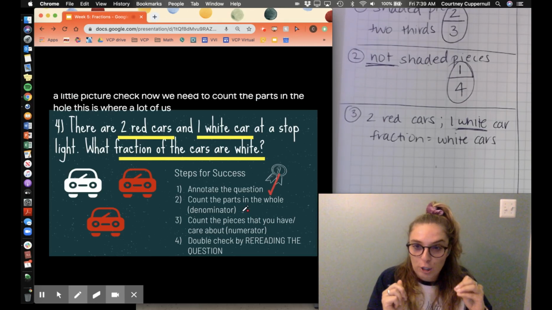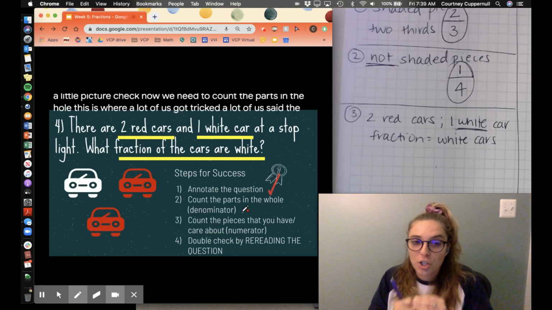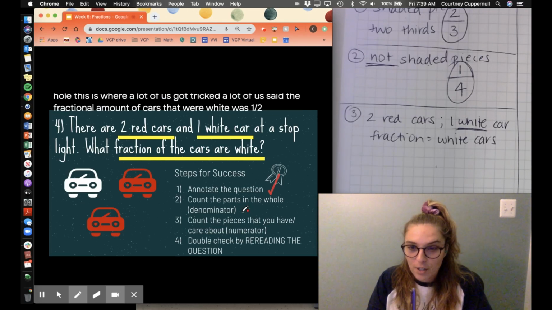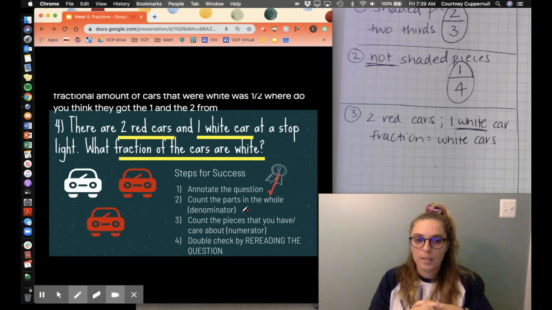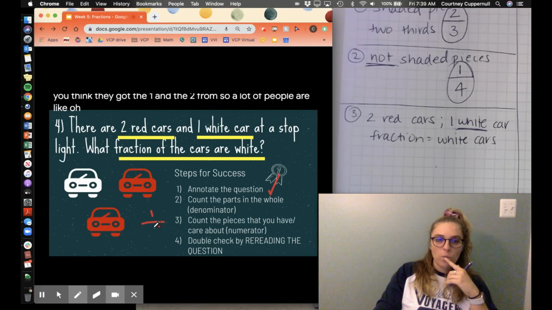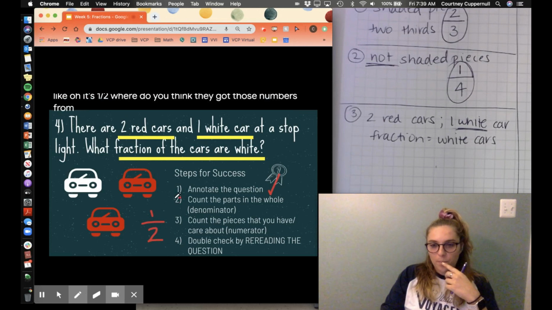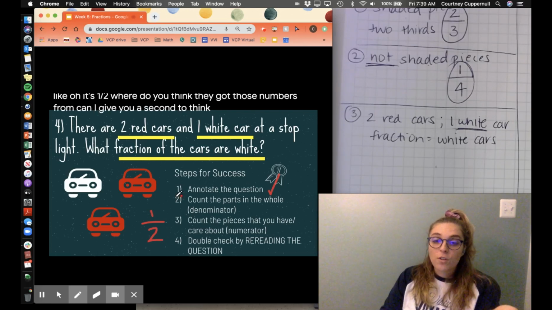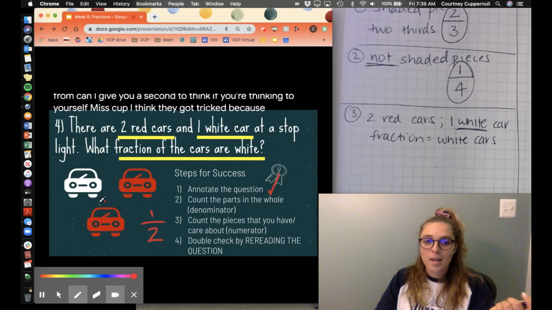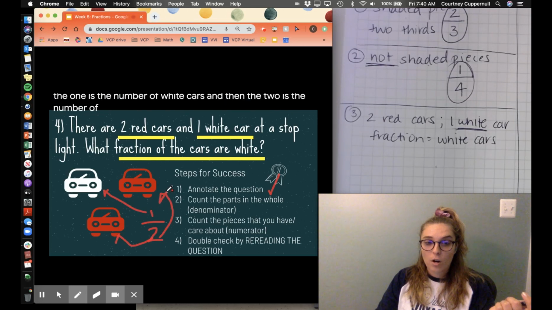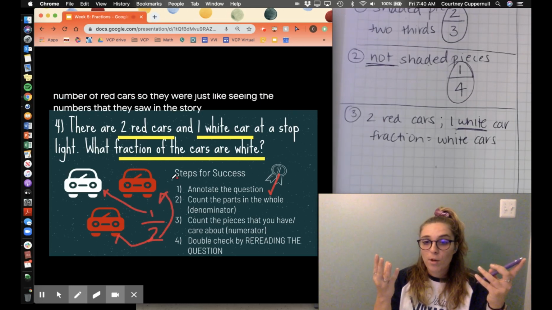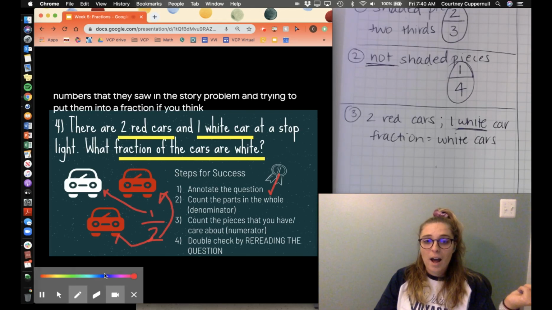This is where a lot of us got tricked. A lot of us said the fractional amount of cars that were white was 1/2. Where do you think they got the 1 and the 2 from? So a lot of people are like, oh, it's 1/2. Where do you think they got those numbers from? Can I give you a second to think? If you're thinking to yourself, Miss Cupp, I think they got tricked because they said the 1 is the number of white cars and then the 2 is the number of red cars. So they were just seeing the numbers that they saw in the story problem and trying to put them into a fraction. If you think that, I think you're absolutely correct.